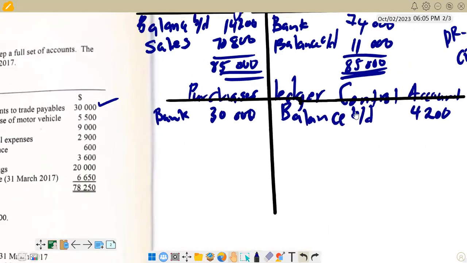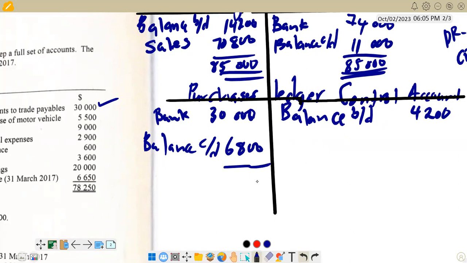So if you see our BD is on the credit, so obviously our CD will be on the debit. So here now we've got our balance CD, and then our balance CD is 6,800. Right. So we have finished here. Now we balance our account.